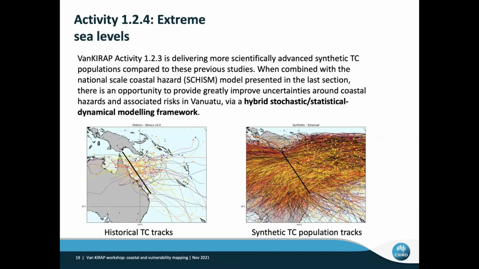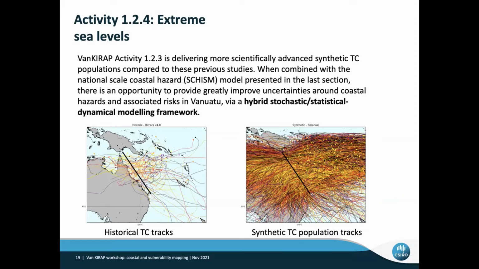However, the KIRAP activity 1.2.3 that Dewi gave the workshop on 2 months ago, I think you recall that Hamish Ramsey provided an overview of some of the synthetic tropical cyclone populations that they are generating for Vanuatu as part of this project. Those are actually much more scientifically advanced, much more cutting edge than the synthetic cyclone populations that we developed for those earlier studies in Fiji and Samoa.